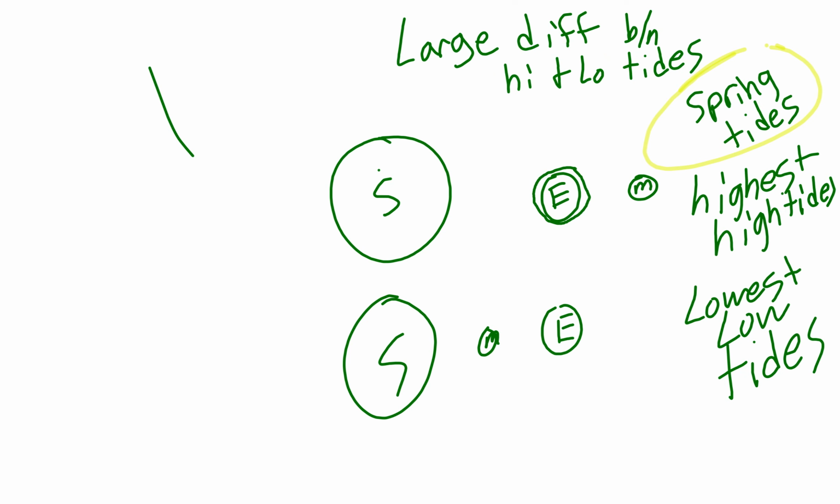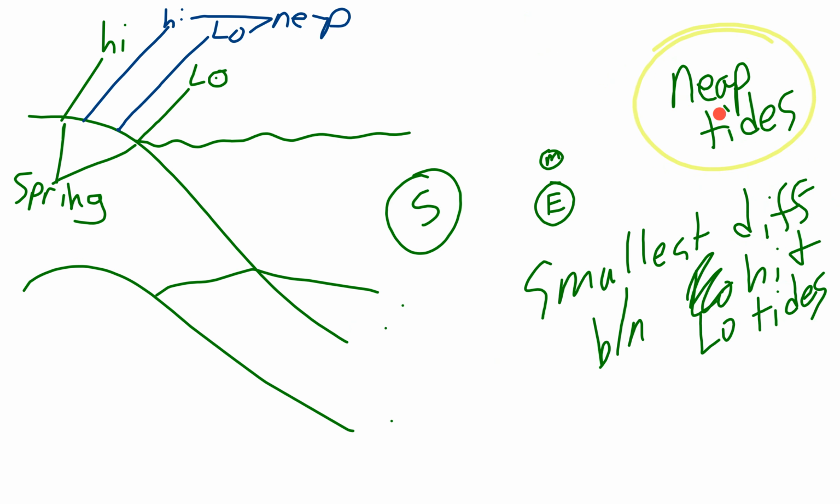All right, now neap tides. Neap tides occur when the Sun, Earth, and Moon are at right angles. These have the smallest difference between high tides and low tides. If you saw a diagram like this, and you saw a really high tide and a really low tide, those are the spring tides. And if you saw a kind of high tide and a kind of low tide, those would be the neap tides.